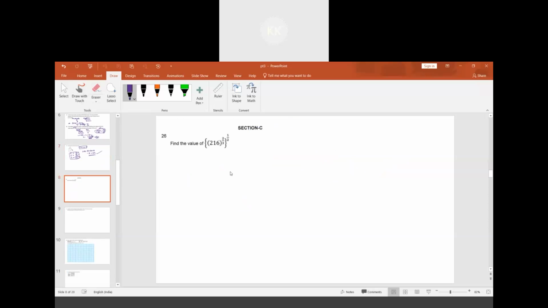Question number 26. The answer is 6. This was a very easy question. It is 6 cube to the power 2 by 3, whole to the power 1 by 2. The power 2 by 3 and the power 1 by 2 get multiplied.